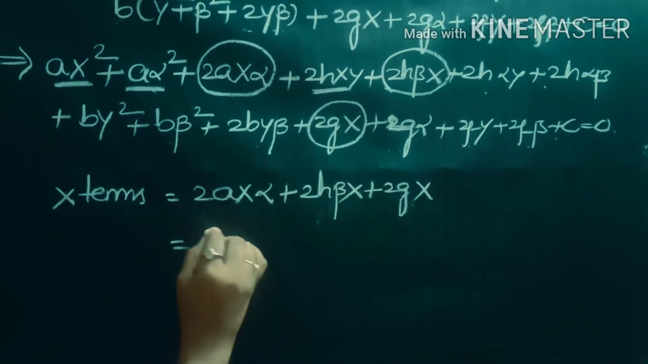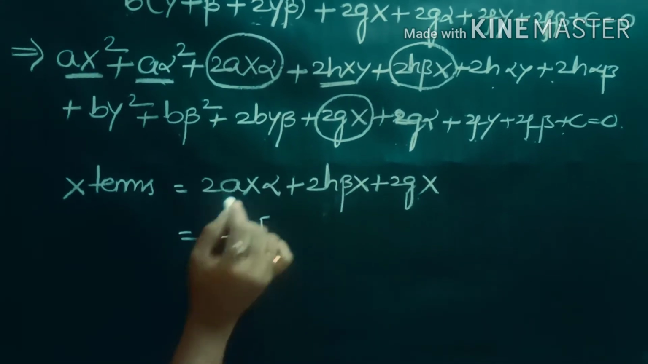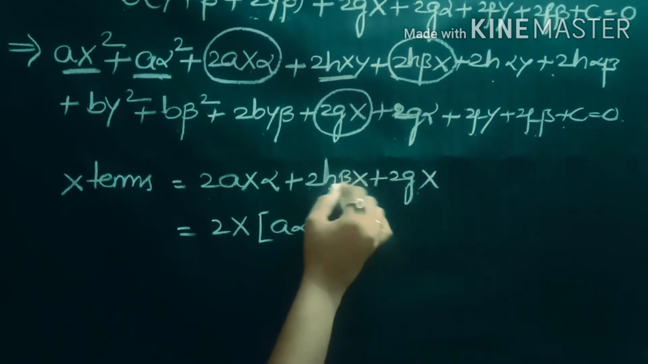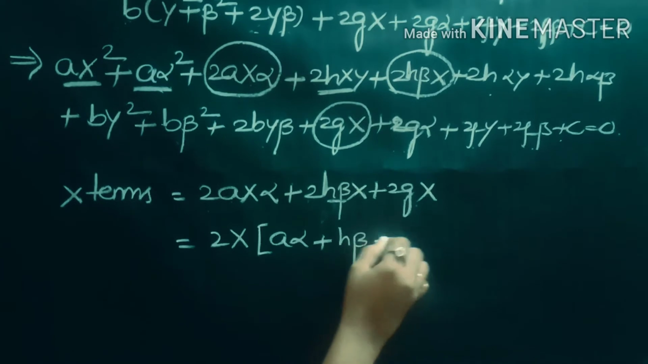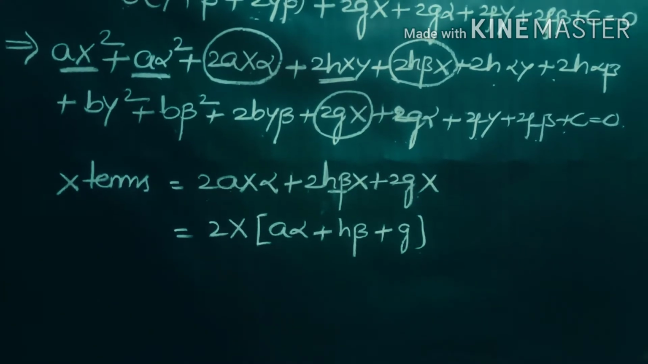Now taking 2x common from all these terms, that is 2x into what remains: a alpha plus h beta plus g. So this is the x term.